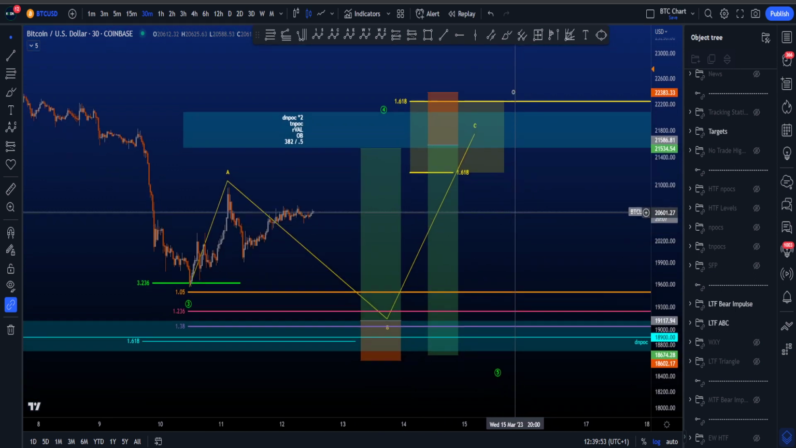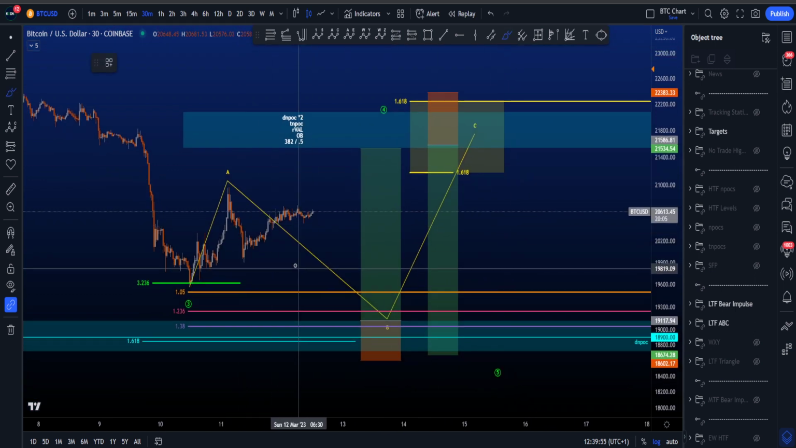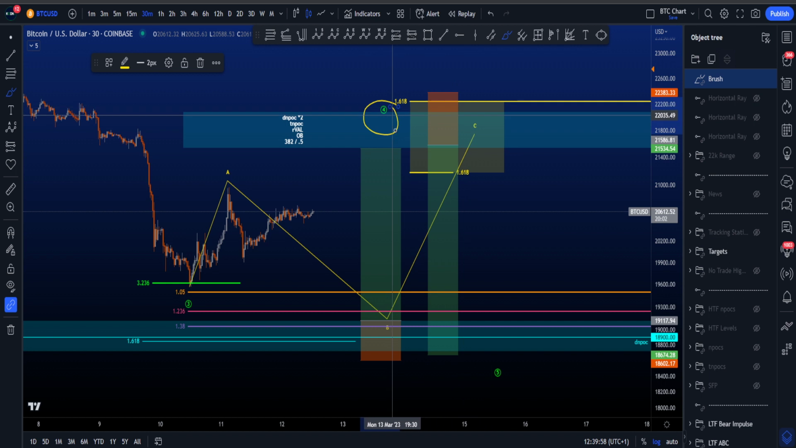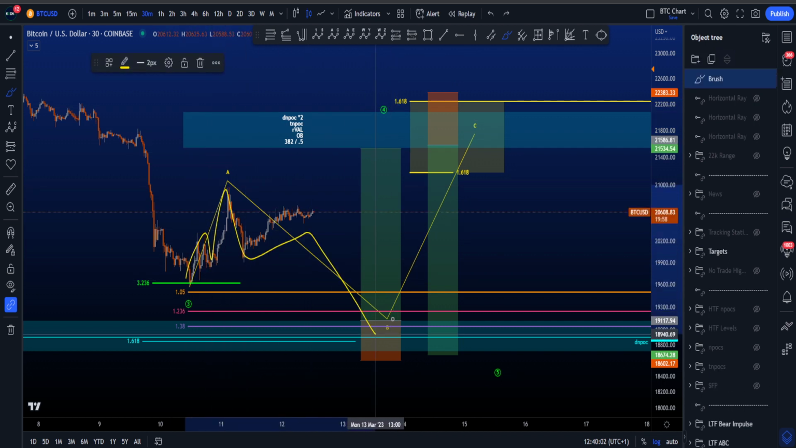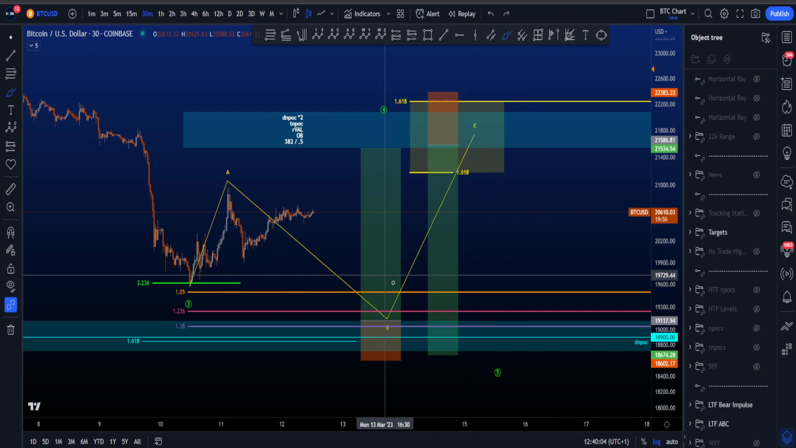The first one is that this is an expanded flat scenario, which tends to be the most common in a wave 4, where we have a 3 wave in A, followed then by a 3 wave in B, and eventually an explosive C to the upside.